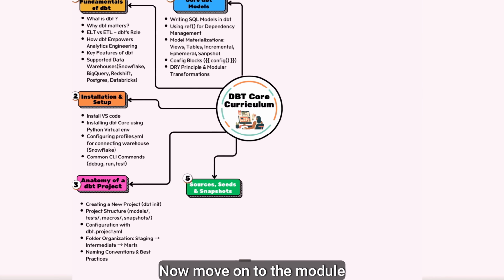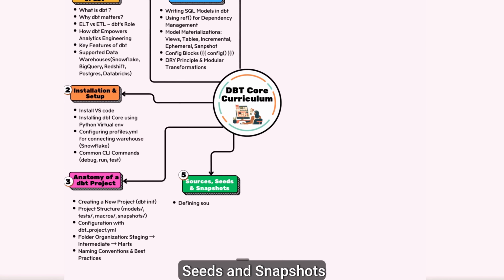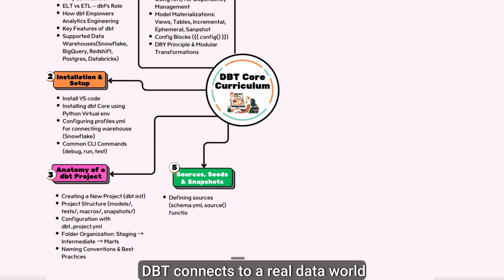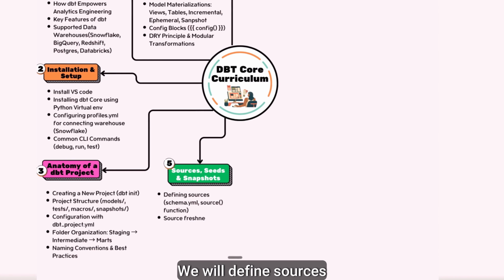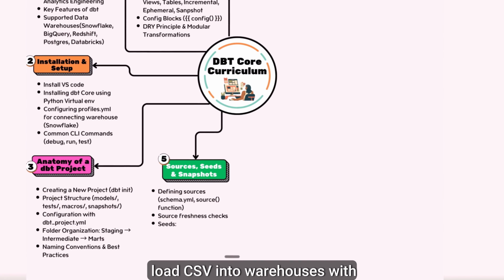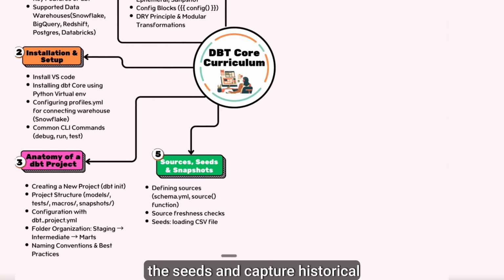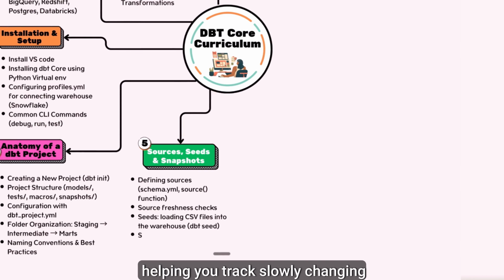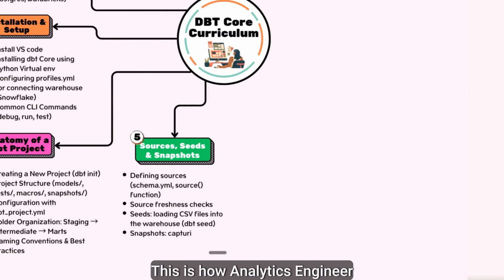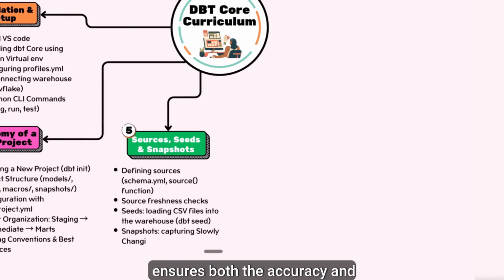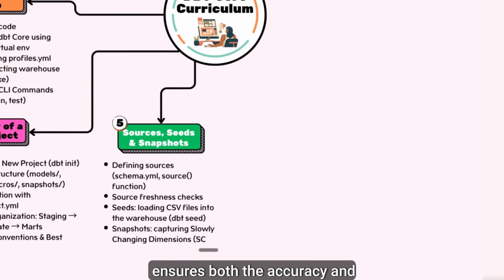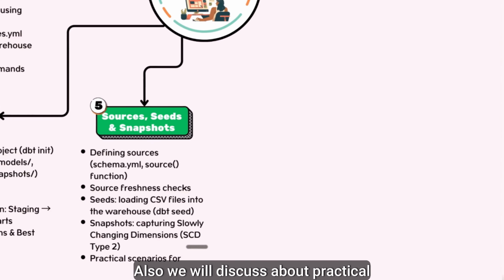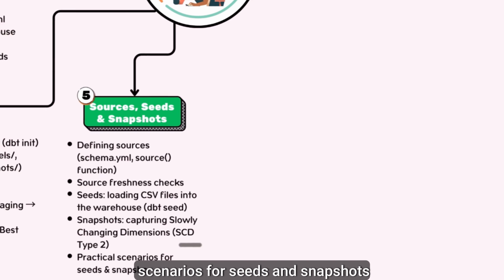Now, move on to module 5, sources, seeds, and snapshots. In this module, DBT connects to the real data world. We'll define sources, load CSVs into warehouses with seeds, and capture historical changes with snapshots, helping you track slowly changing dimensions. This is how an analytics engineer ensures both the accuracy and history of data. Also, we will discuss practical scenarios for seeds and snapshots.